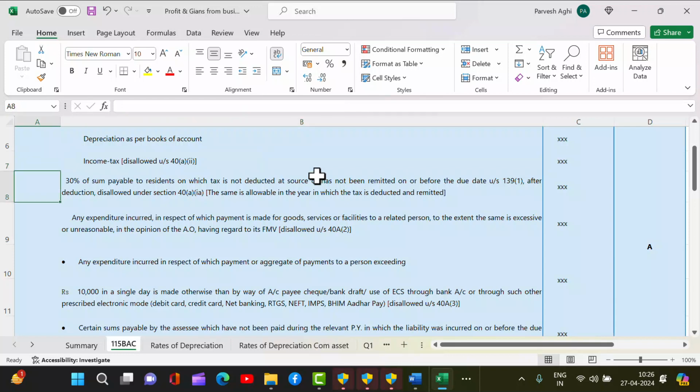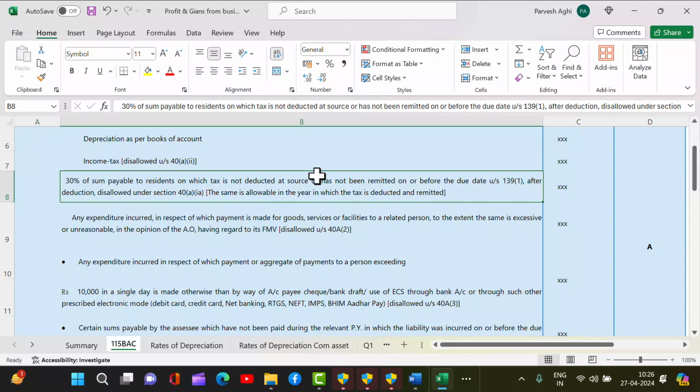Read this, Suraksha. 30% of sum payable to residents on which tax is not deducted at source or has not been remitted on or before the due date under section 139(1), after deduction, is disallowed under section 40A(1)(a). The same is allowed in the year in which the tax is deducted and remitted.